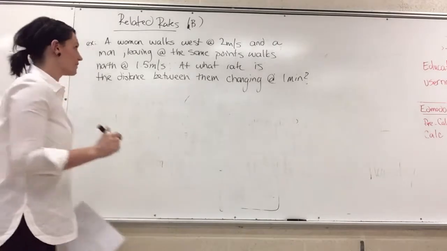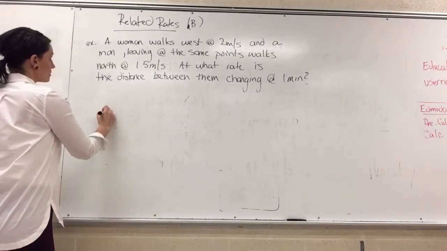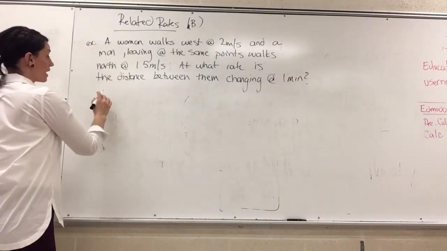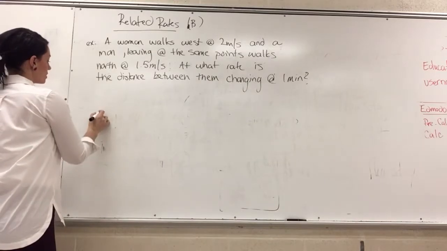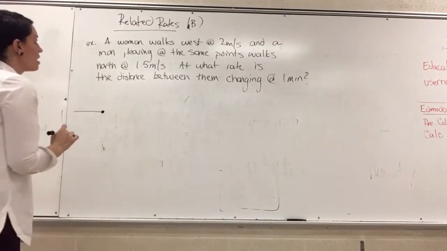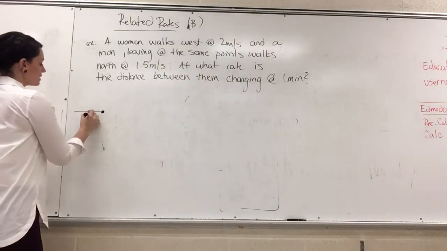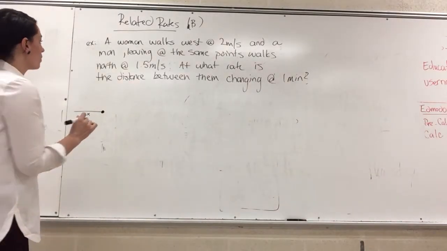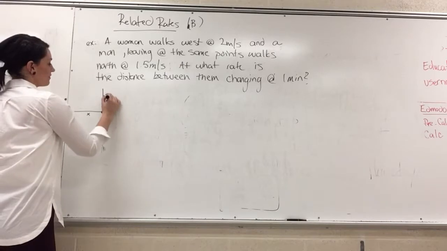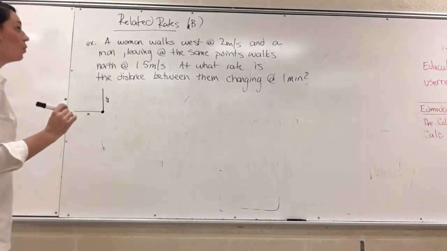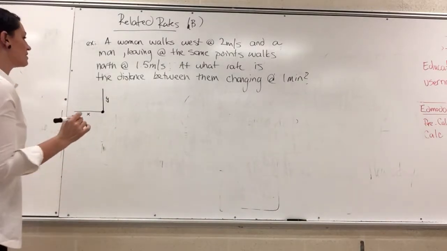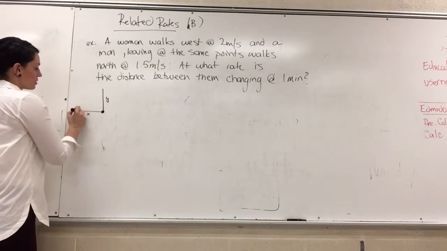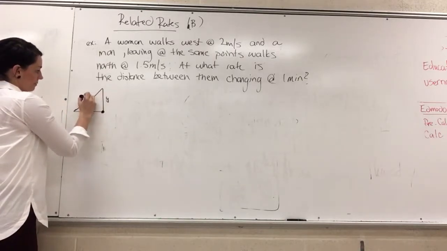First thing you need to do is have a diagram. So they're leaving from the same spot. A woman is walking west, so she's walking this way at 2 meters per second. Let's just label that x, okay? And a man is leaving at the same point, walks north at 1.5 meters per second. Let's just label that side y. At what rate is the distance between them changing? So this is the distance between them, okay?